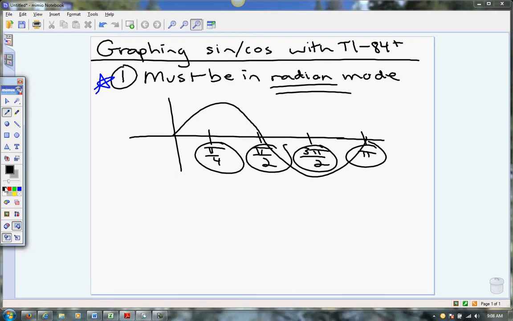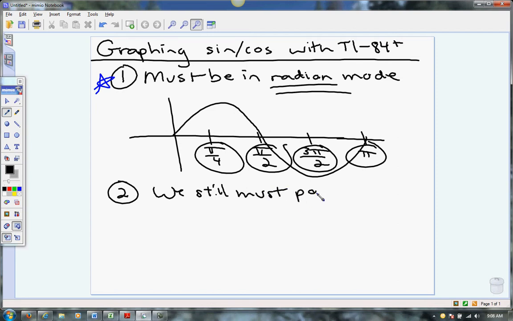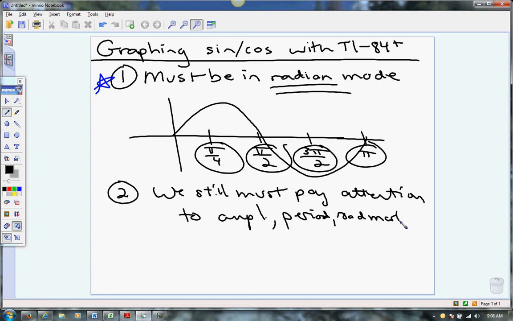Now, the second thing is we still must pay attention to amplitude, period, road markers, etc. Because if I don't, my graph is not going to make any sense to me. So we have to pay attention to those things. And what I'm going to do is just walk you through one on the graphing calculator so that you've got a feel for how we do it.